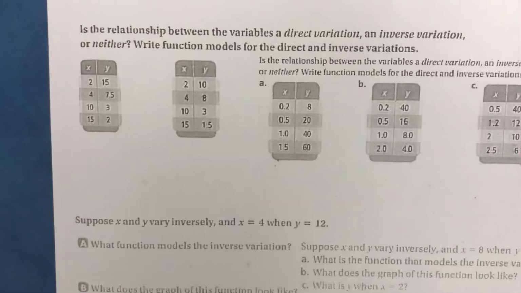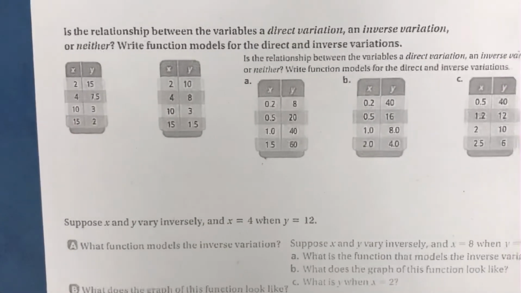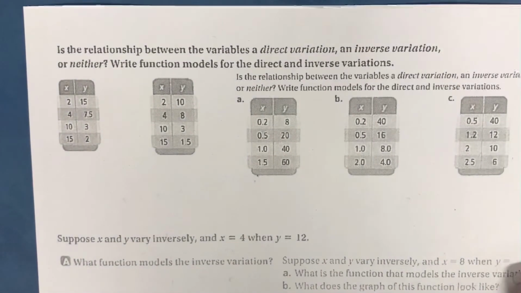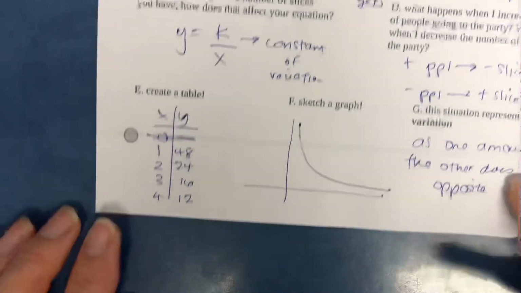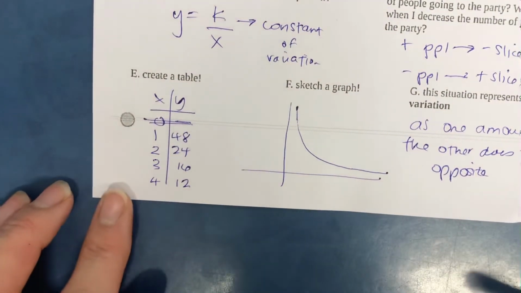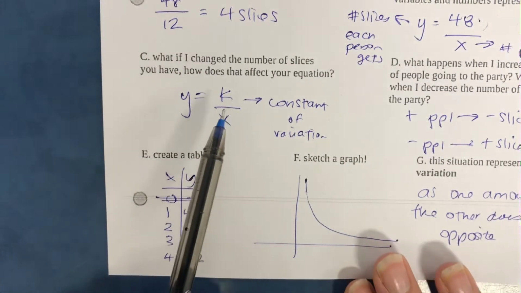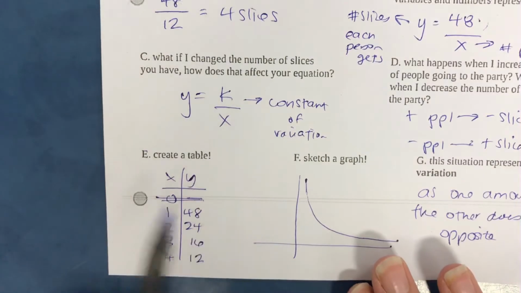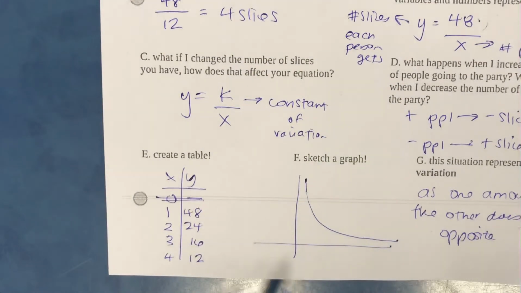Okay, flipping the page. Looking at the tables, we're going to determine is it direct, inverse, or neither. So actually, let's go back and look at our inverse variation table. Again, we want to think, how could I figure out what the constant of variation is? Is there a way that I can look and see, oh, this would be inverse variation? I want you to think about that.